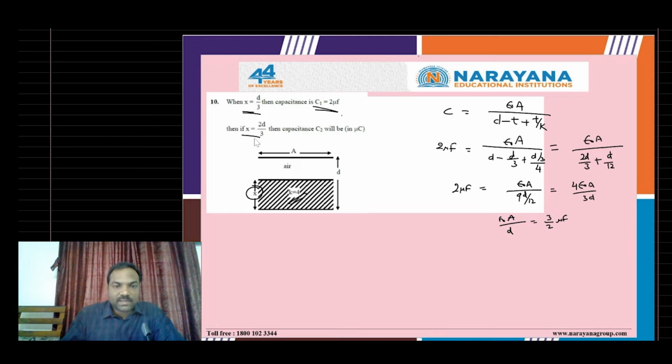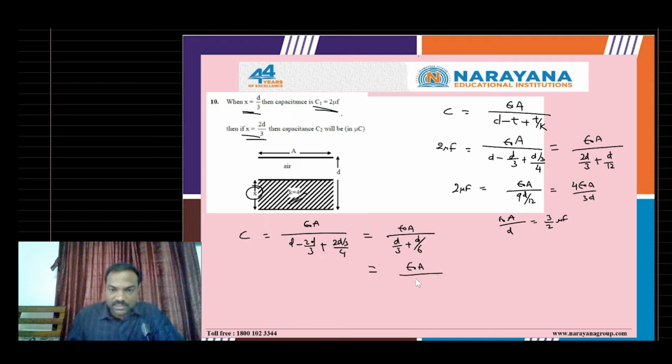Now we calculate the capacitance when the X value is 2D by 3. So the capacitance is equal to, I can write again, epsilon naught A by D minus, in the place of thickness I can write 2D by 3, plus 2D by 3 by 4. So it is epsilon naught A by D minus 2D by 3, which is D by 3, plus 2D by 3 by 4, which gives D by 6. Then epsilon naught A by D by 3 plus D by 6, you will get D by 2. 3D by 6 is D by 2.